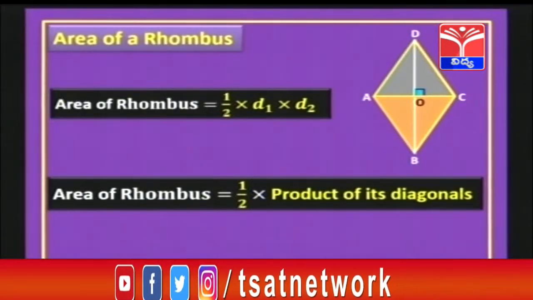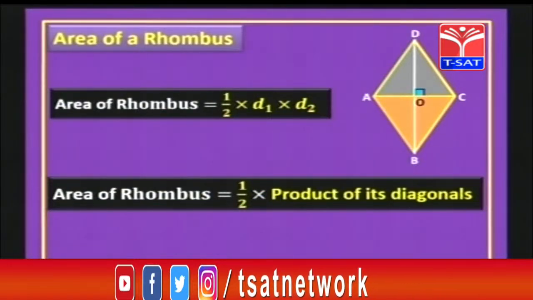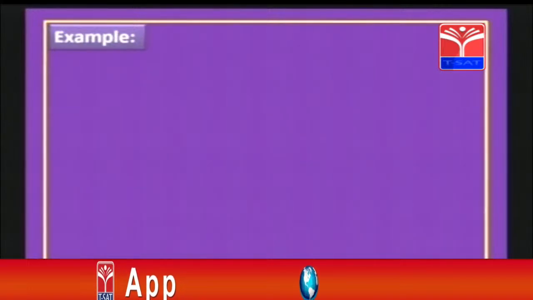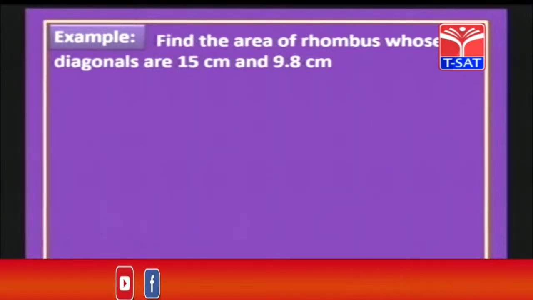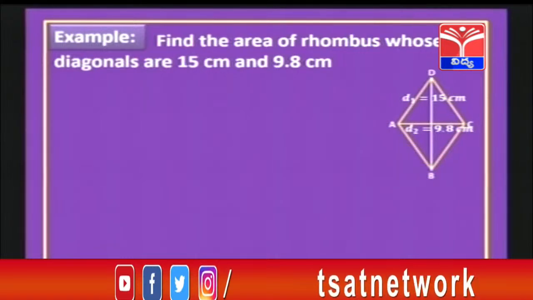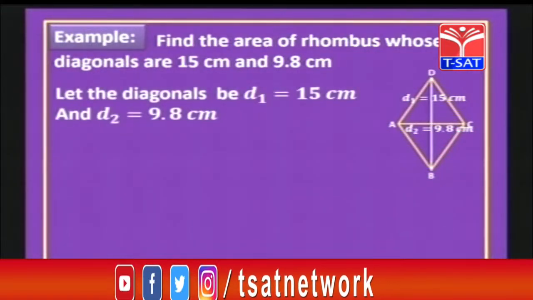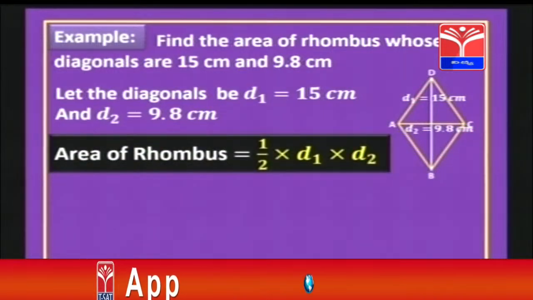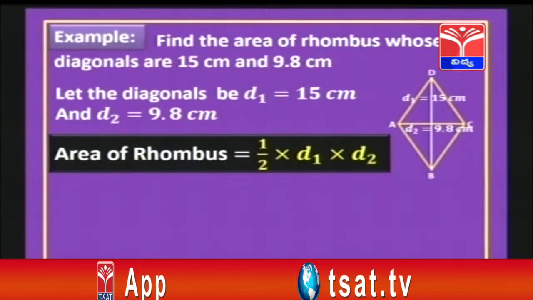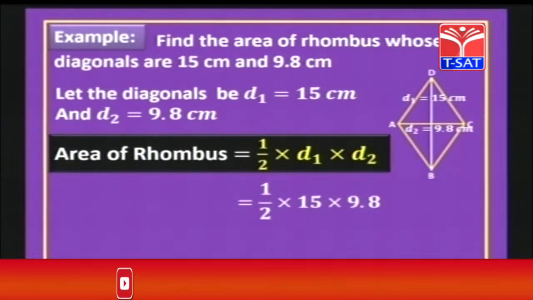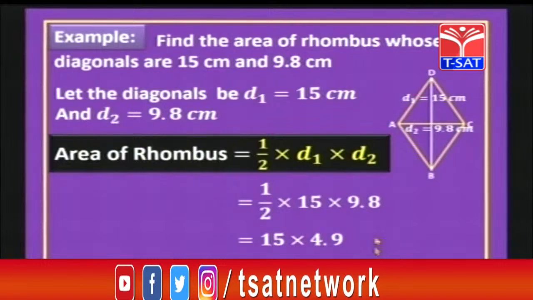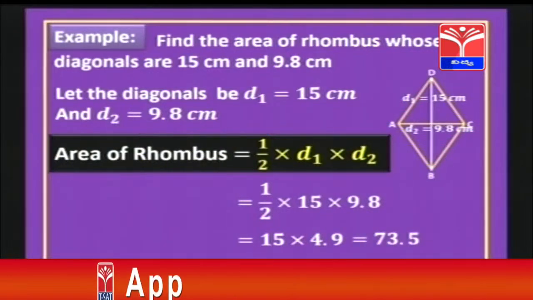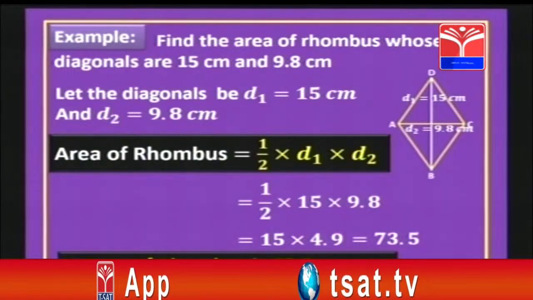So let us summarize the formula. The area of a rhombus is given by half into D1 into D2, meaning half into the product of its diagonals. Take a look at an example. Find the area of a rhombus whose diagonals are 15 centimeters and 9.8 centimeters. So here let us assume D1 as 15 centimeters and D2 as 9.8 centimeters. The area of a rhombus is half into D1 into D2. Let us substitute the values, children. So half into D1 is 15 into D2 is 9.8. On simplification, half of 9.8 is 4.9, so 15 into 4.9 you get 73.5. Therefore the area of the rhombus is 73.5 square centimeters.